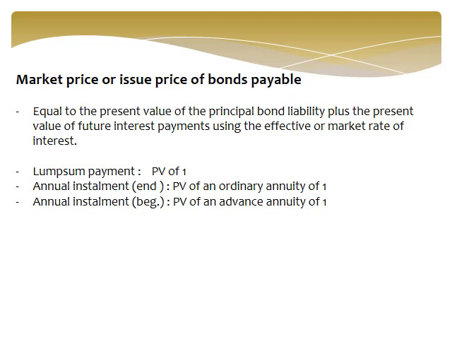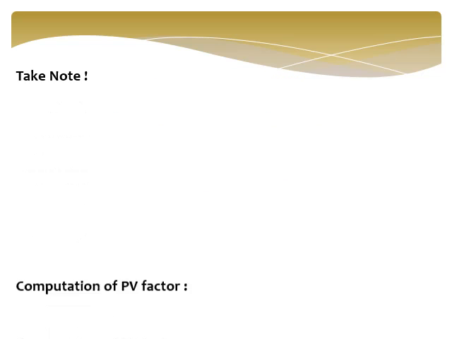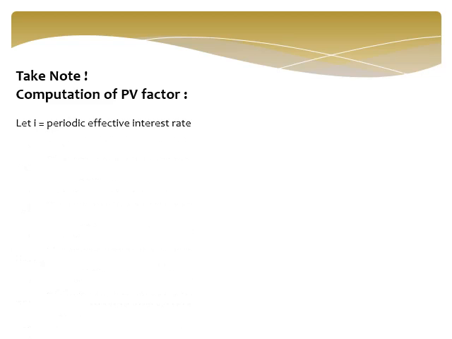Pag annual installment beginning naman, every beginning of the period siya nagbabayad. So, meaning present value of an advance annuity of 1. Ito yung mga present value factors na kino-compute natin para ma-compute din natin yung issue price of bonds payable. Take note, the computation of PV factor. So, some of you or almost sa inyo is alam na kung paano mag-compute ng present value factor using the basic calculator.